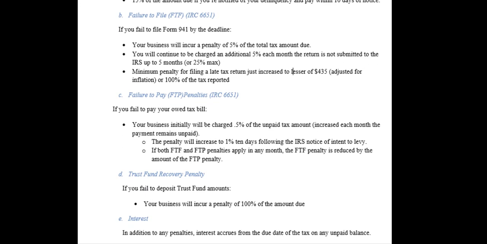Failure to pay penalties are 0.5% of the unpaid tax increased each month the payment remains unpaid. The maximum amount of the failure to pay penalty is also 25% of the tax due. And if both the failure to file and failure to pay penalties apply in the same month, the failure to file penalty is reduced by the amount of the failure to pay penalty. The IRS also imposes trust fund recovery penalties, which are 100% of the unpaid trust fund tax due. Finally, in addition to all the penalties, interest accrues on any unpaid balance. Accordingly, as hopefully this discussion highlights, it's very important to both timely file and timely deposit.